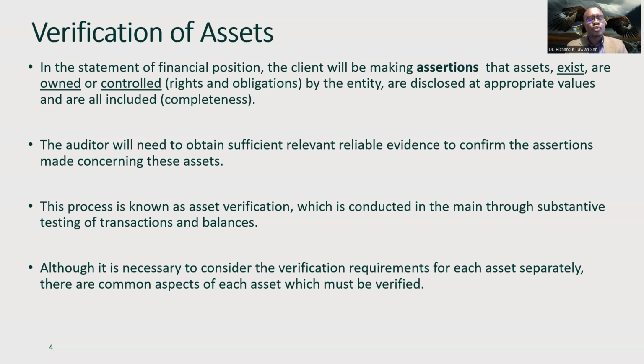We normally do this through what? Substantive testing. The control testing will look at controls over how we keep and maintain and report and measure these assets. But substantive testing, the verification process, is quite detailed, okay? And that's what we normally want to do. Although it's necessary to consider the verification requirements for each asset separately, there are common aspects of each asset which must be verified, okay?